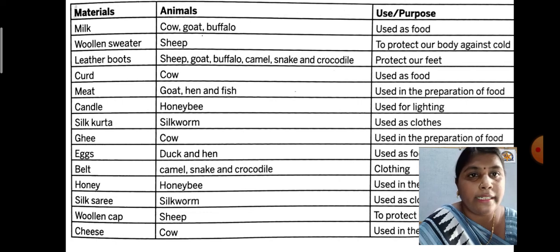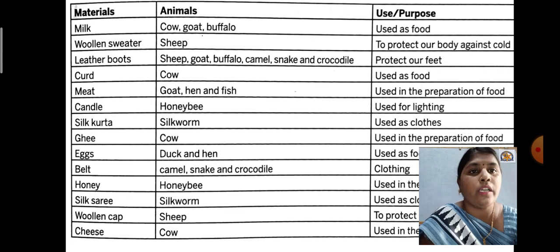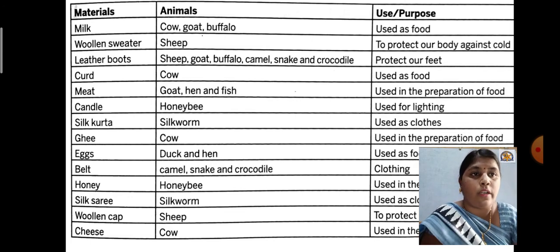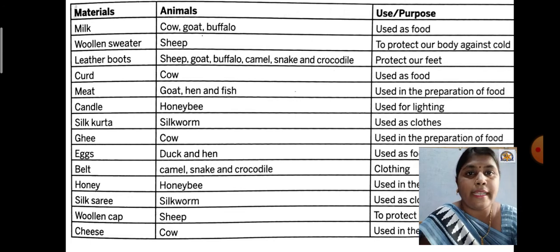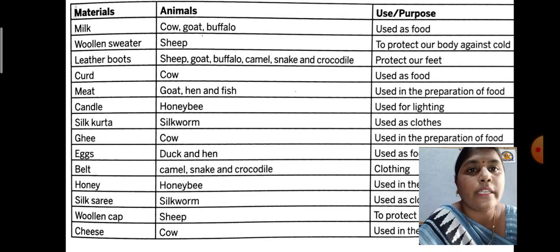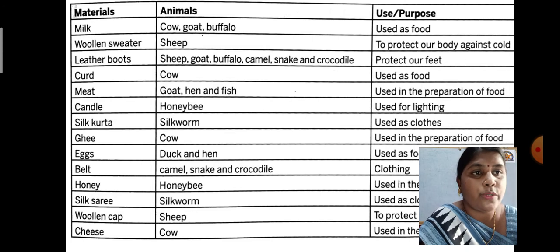Now candle is obtained from the product of honeybee. From wax we can make the candle, and wax we get from the honeybee, and it is used for lighting. Next, silk kurta. From which animal can we make the silk kurta? Yes, obviously silkworm gives us silk, and from silk we can make the kurta. So it is used as clothes.